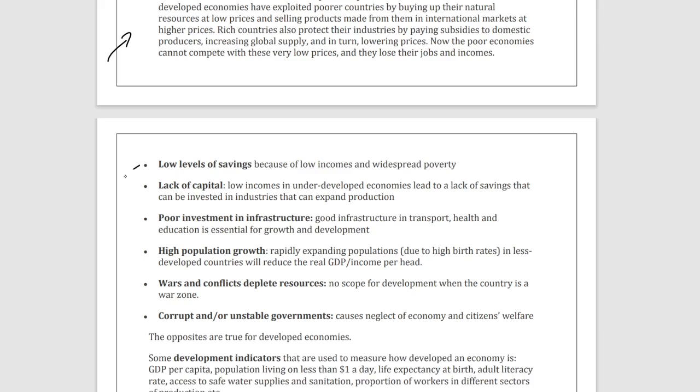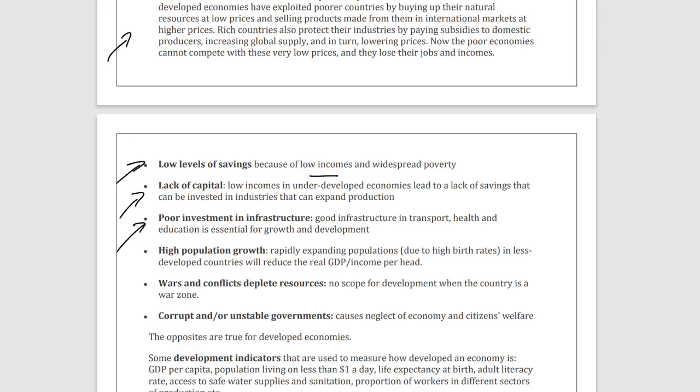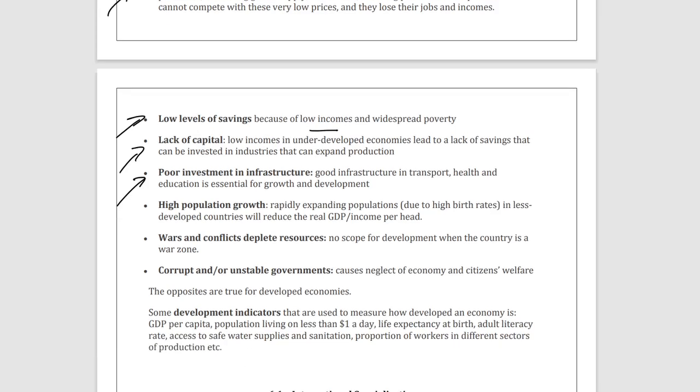We have low levels of saving. It's quite explanatory, because they'll have low incomes in these types of countries. Then there'll be lack of capital, more of it will be man-made. If you've noticed, the poor countries, they don't have machines, but they do have more labor. They're more labor intensive. Then we have the poor investment in the infrastructure. That basically means the good infrastructure in transport, health, education is essential for development, but in this case they don't have all that.